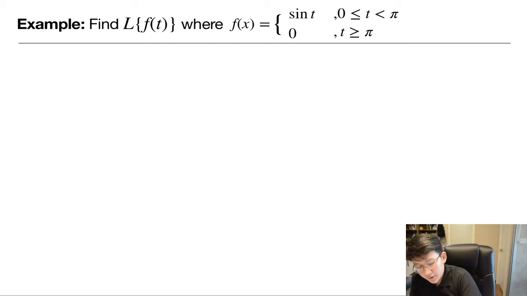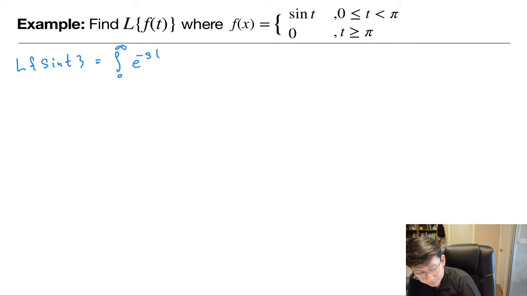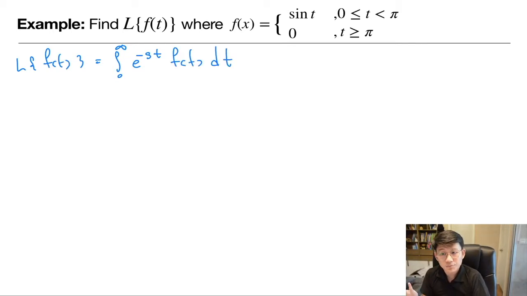Here, find the Laplace transform of this function. So it's the same, guys. The Laplace transform of f(t) is, what is it? It is the integral from 0 to infinity of e to the minus st, sorry, I shouldn't write psi t, I should write f(t), so it's f(t) dt. Okay, that's the definition.